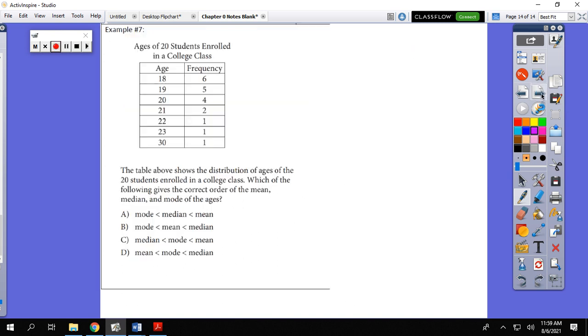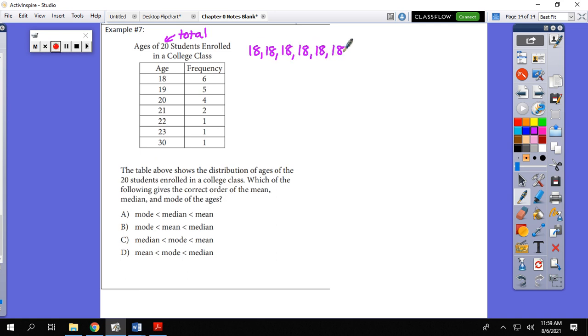Okay, the third and final one of this particular lesson involves this frequency table. This is the age of 20 different students, so there's your total, that are enrolled in a college course. Okay, that means we're looking at a data set of 20 numbers here. Okay, and it's a frequency table. So remember, the frequency table is how many times this number occurs. So looking at 6 18s.